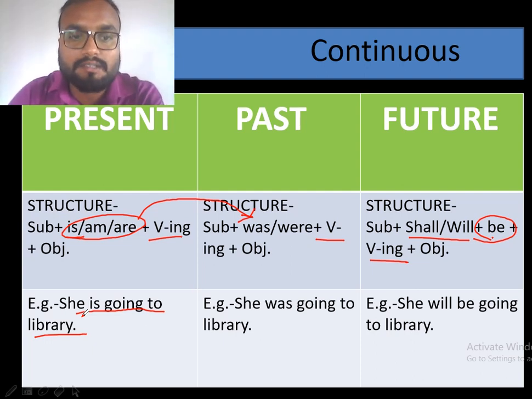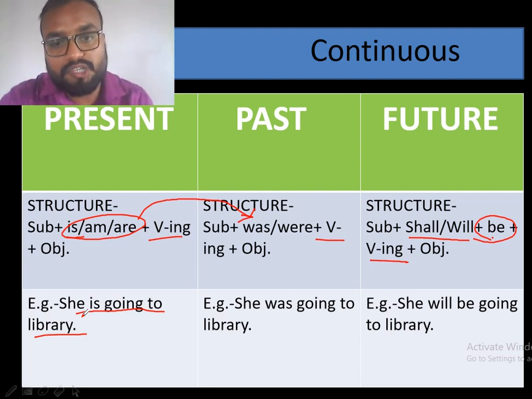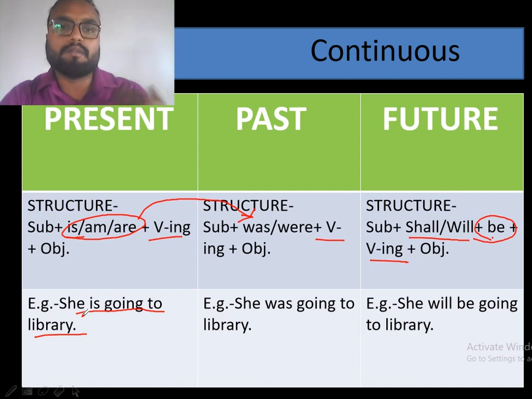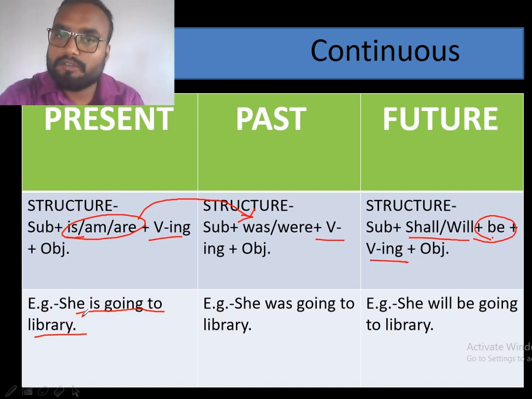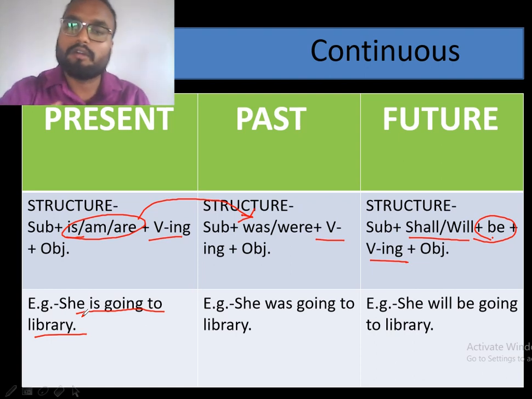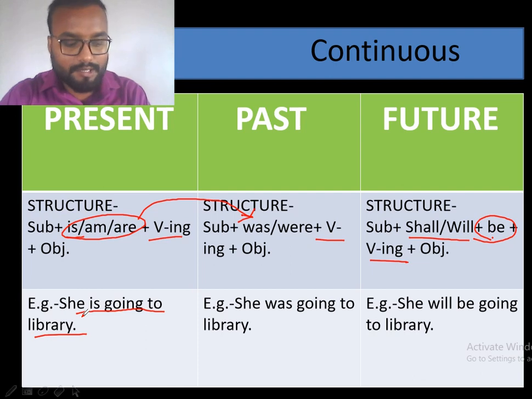It denotes progressive action because it denotes any action which is in progress at a particular time in present, or at a particular time in future, or at a particular time in past. Therefore it is regarded as continuous tense: present continuous, past continuous, or future continuous. So again I repeat, any action which is in progress, which is continued in present, in past, or in future is regarded as continuous tense. It is temporary because the action will definitely come to an end.